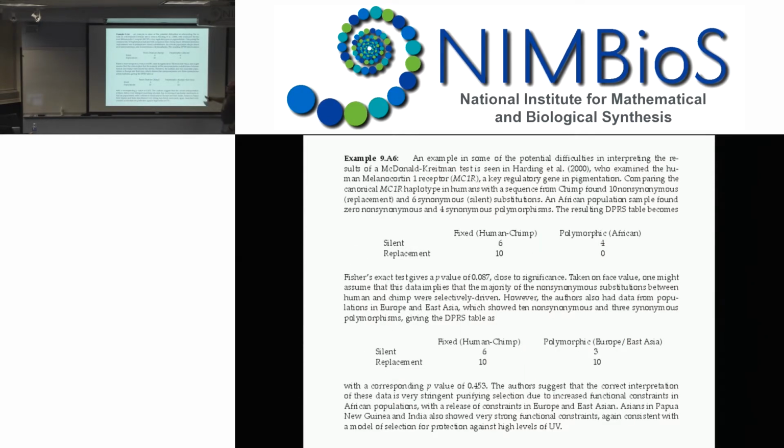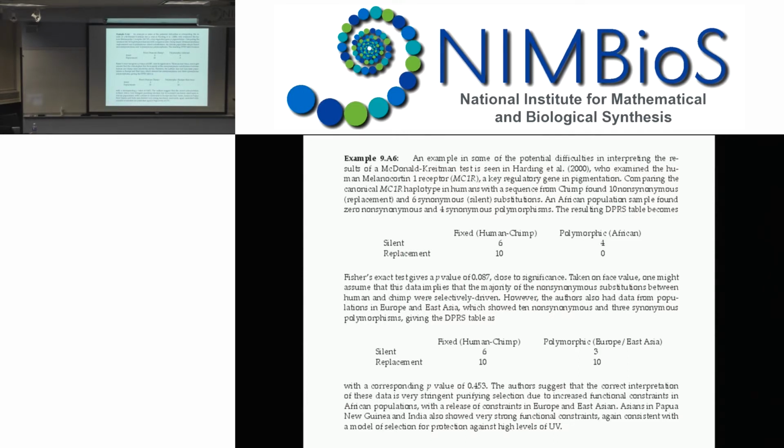This is the melanocortin receptor for skin pigmentation in humans. Here is a polymorphic sample of humans from Africa, 4 silent, no replacement. Here are fixed differences between human and chimp. If you go ahead and run that, what you see is it's not quite significant, but awfully close. And it looks like there's an excessive number of replacement substitutions between humans and chimpanzees given your polymorphic sample in Africa. Pretty convincing, right? Looks good.